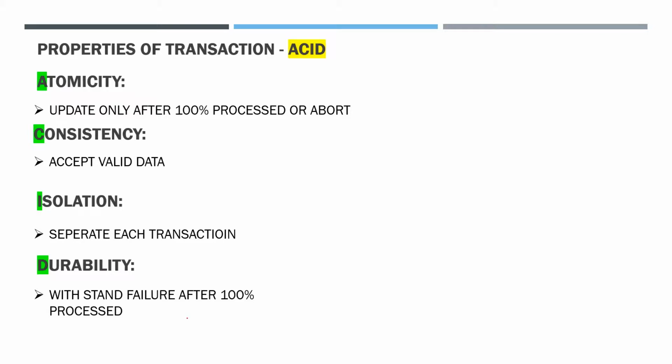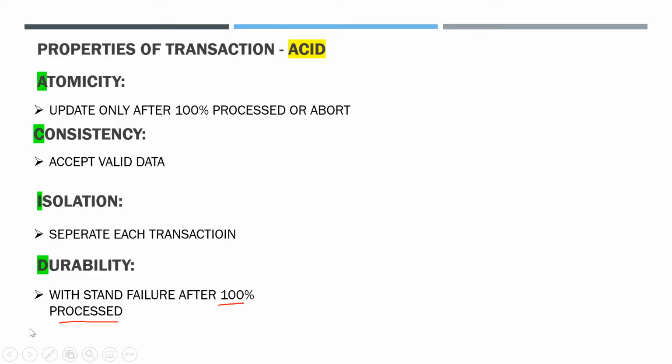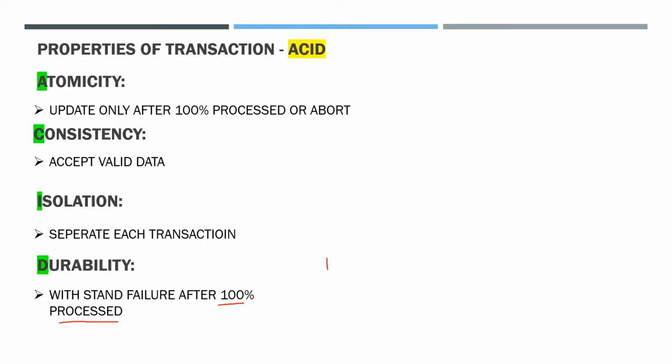Durability: it should withstand failure after the transaction is 100% processed. For example, in flight ticket booking, when we are booking flight tickets, we enter all the details, select the class, give the number, give our account details, and make the transaction.